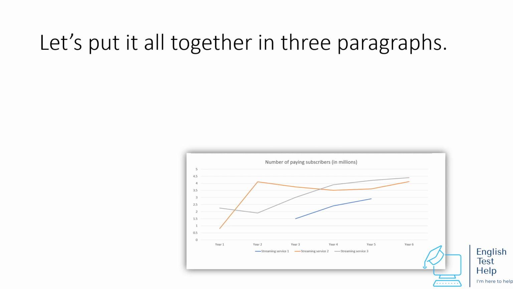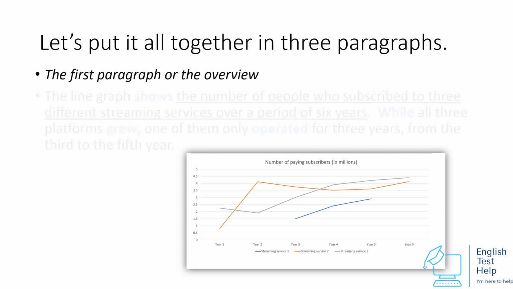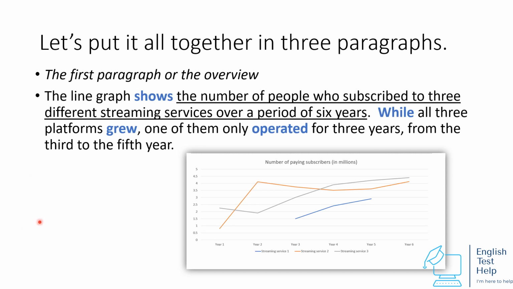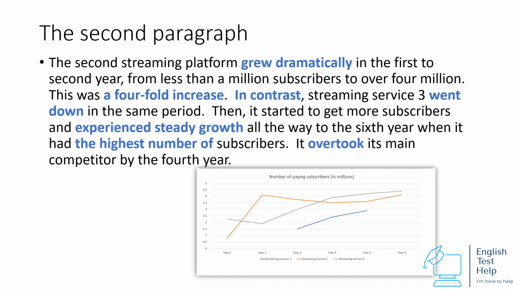Okay, we're going to put all of this together now in 3 paragraphs. Now, it's not exactly the same, but I'm trying to show you many different ways. Here is the first paragraph or the overview. The line graph shows the number of people who subscribed to 3 different streaming services over a period of 6 years. While all 3 platforms grew, one of them only operated for 3 years, from the 3rd to the 5th year. That was 41 words.